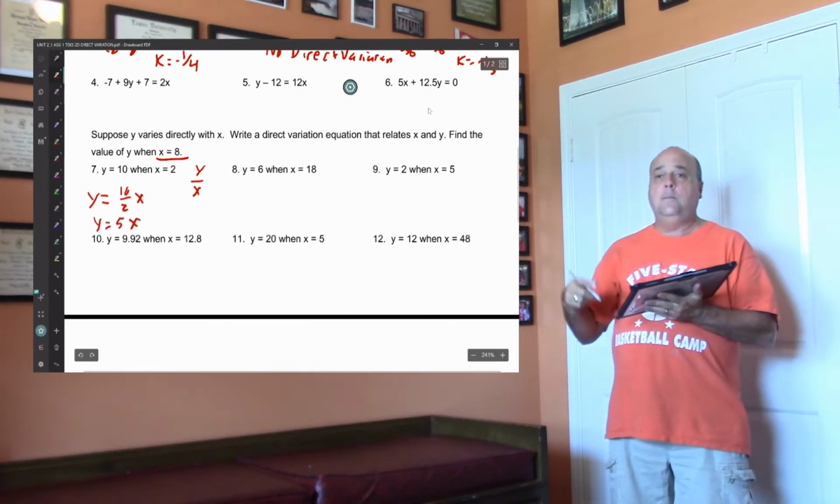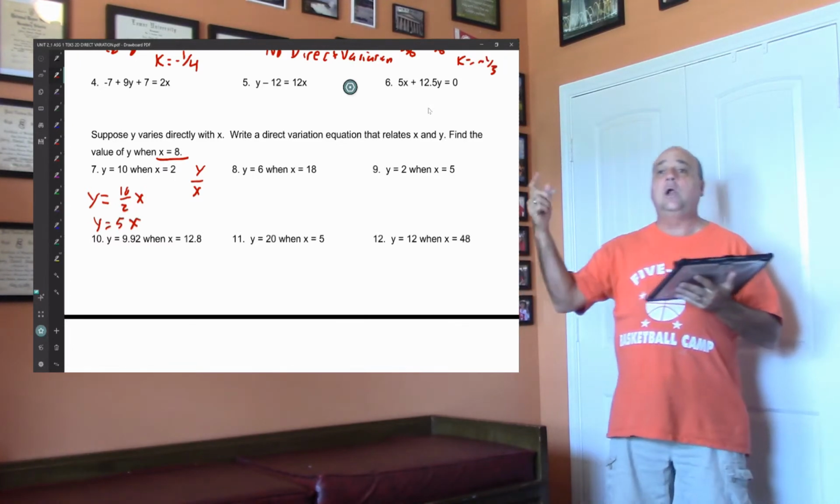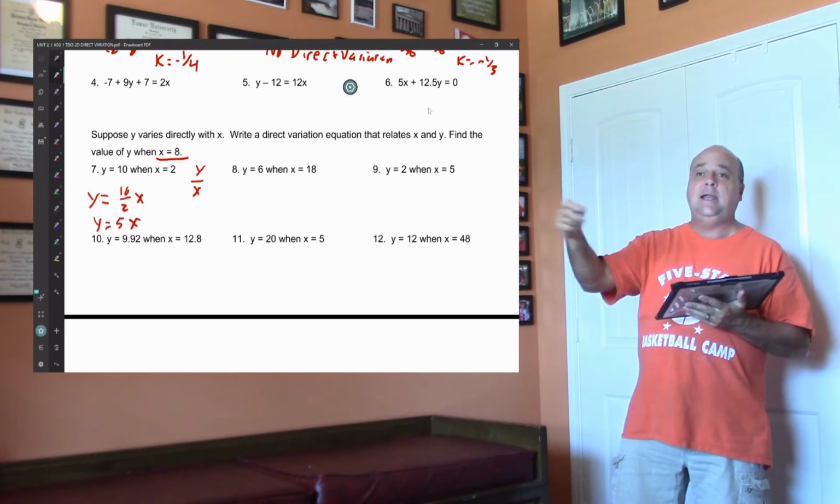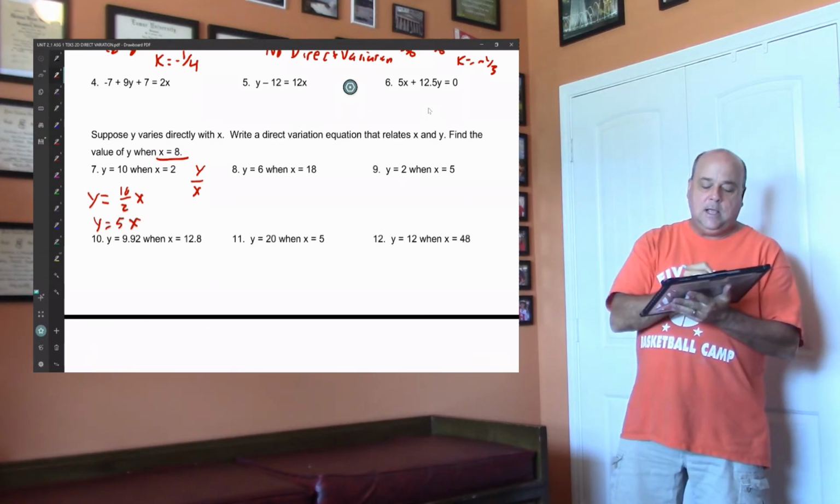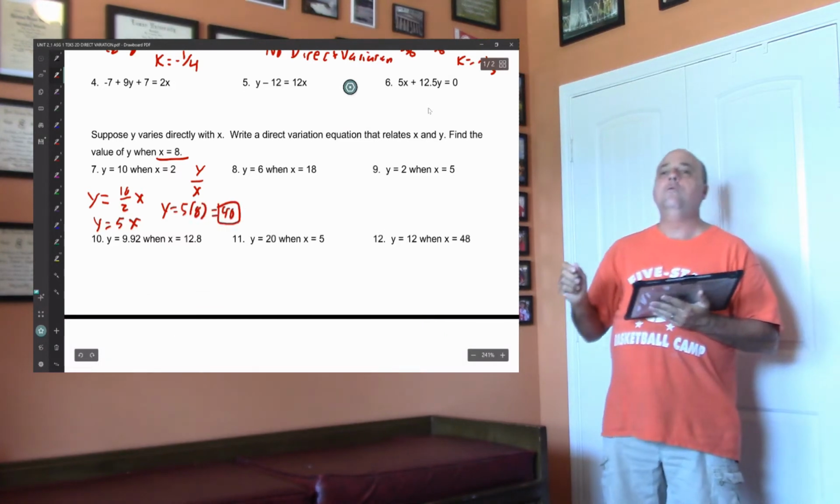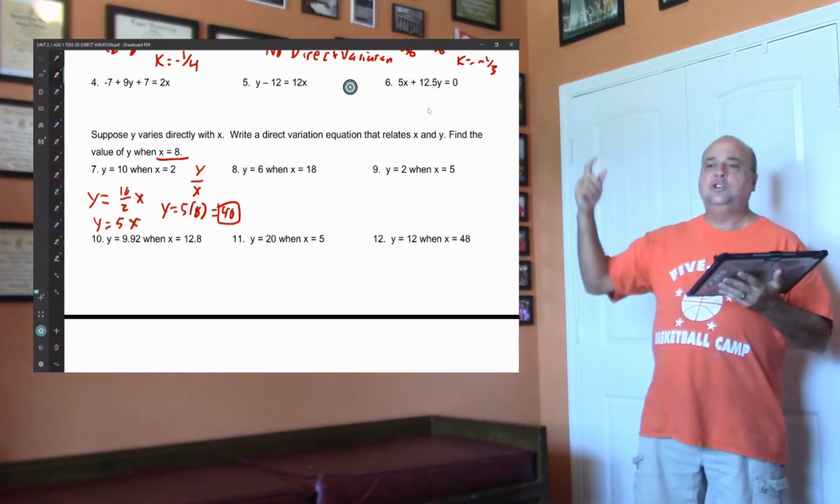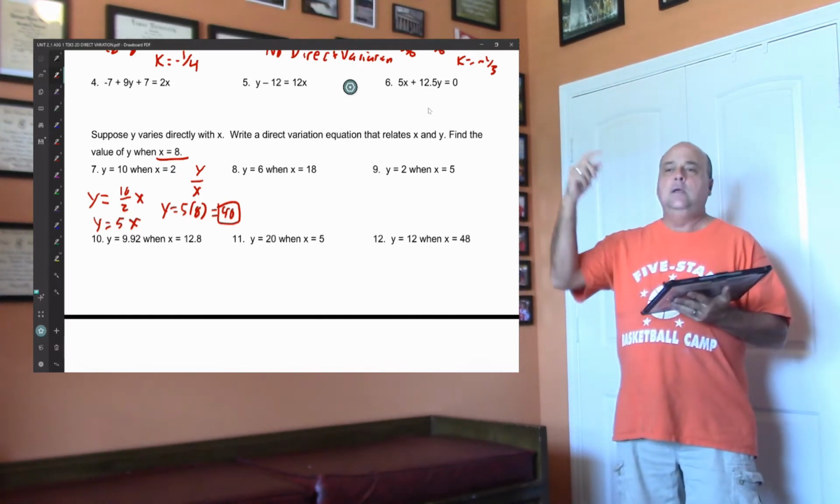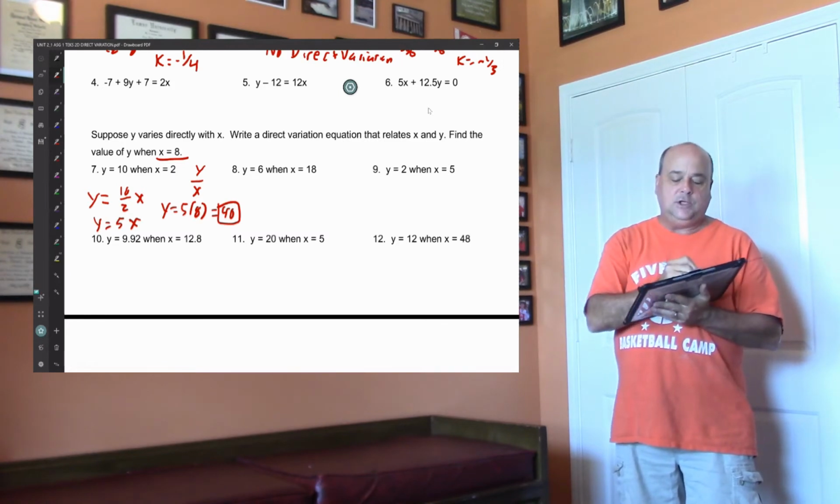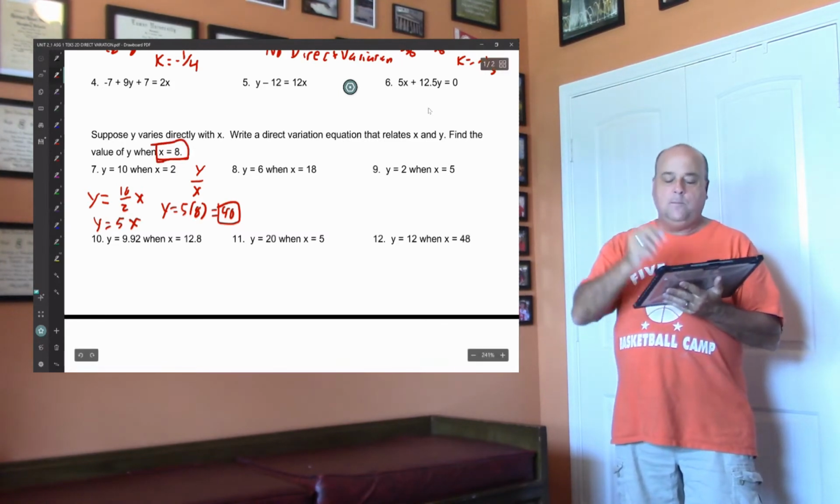Okay, so on this problem here, our k would be 5. Our constant of variation would always be 5, which means if you multiply any x by 5, you'll get your y. So we're going to do y equals 5 times 8, and we would get 40, wouldn't we? So you're just going to put y over x and then plug in 8 for x. You'll always use x equal 8, and I'll do one more for you.